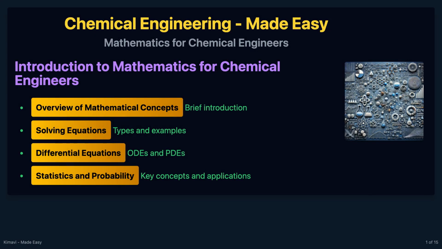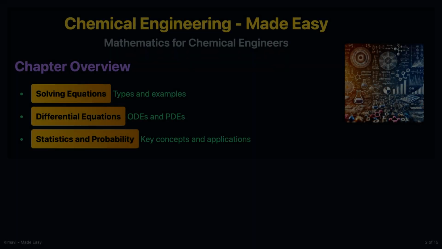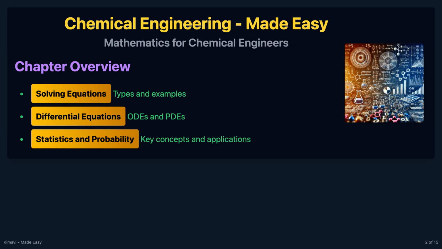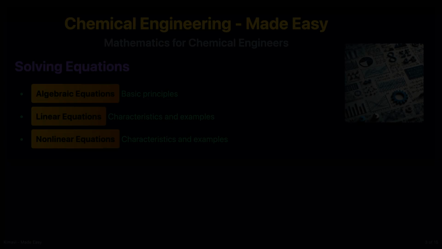Welcome to the chapter on mathematics for chemical engineers. Mathematics is a fundamental tool for chemical engineers, helping in modeling, analyzing, and solving engineering problems. This chapter covers essential mathematical concepts crucial for first-year chemical engineering students. In this chapter, we will cover solving equations, differential equations, and the basics of statistics and probability.